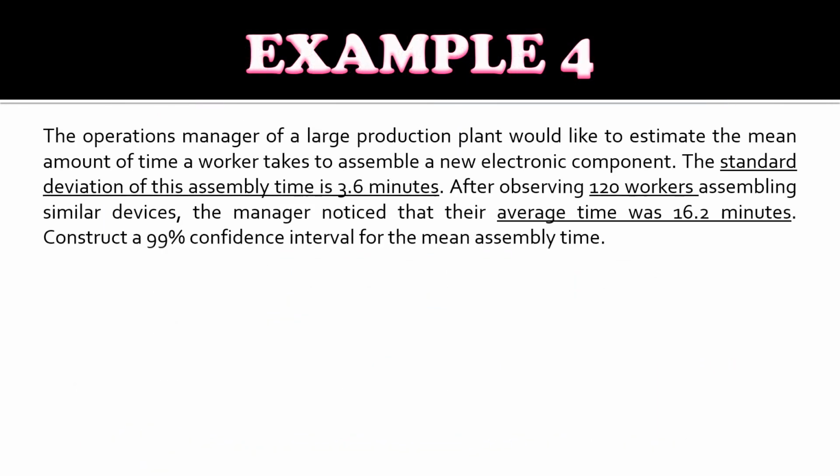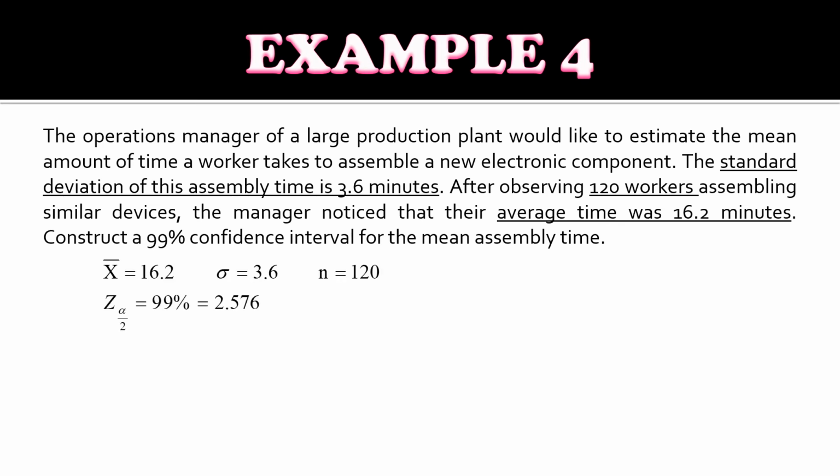So next example, example number 4. The operations manager of a large production plant would like to estimate the mean amount of time a worker takes to assemble a new electronic component. The standard deviation of this assembly time is 3.6 minutes. After observing 120 workers assembling similar devices, the manager noticed that their average time was 16.2 minutes. So construct a 99% confidence interval for the mean assembly time.